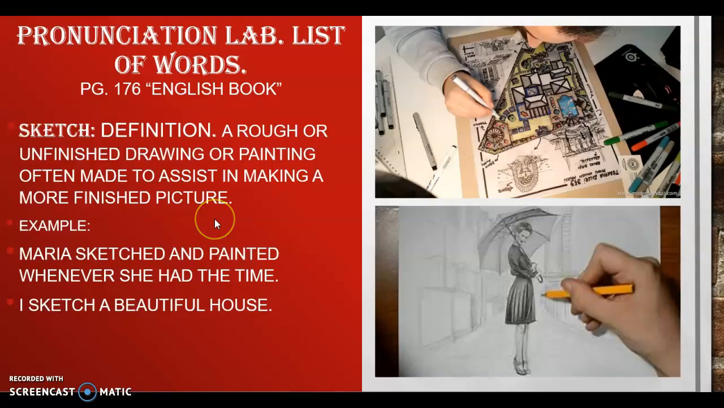So let's go on to the next one. We're going to see the pronunciation lab, a list of words. You need to pay attention to this and repeat, please. That's why I said pronunciation lab. In your English book on page 176, please. We're going to start with the word sketch. It is in your English book.